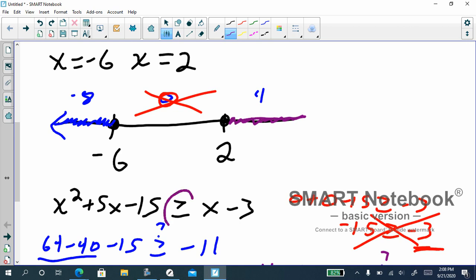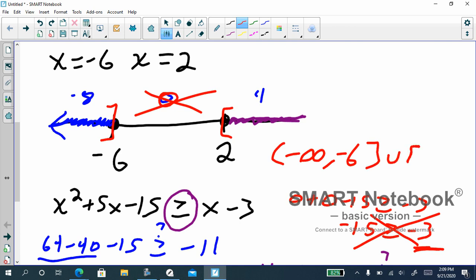Now keep in mind, our problem is we're looking where it is greater than. It's greater than in the blue section on the left and the purple section on the right. We also include where it's equal. It's equal here and here. So on a number line, we put brackets at those. So as an interval, we go from negative infinity to -6, and we go from 2 to infinity. So solve it as an equation, and then testing each interval lets us know what intervals work, what don't.